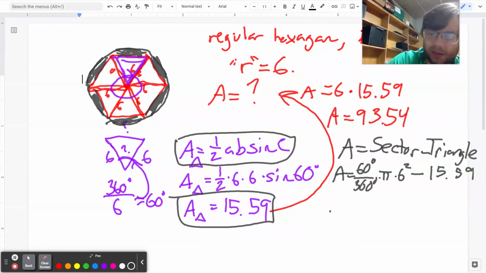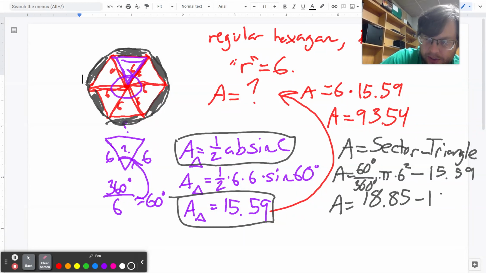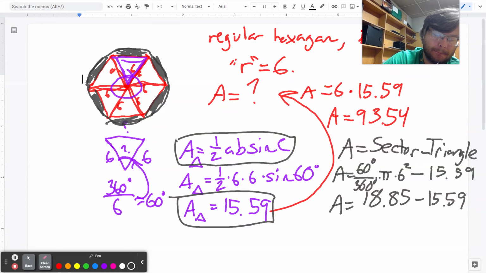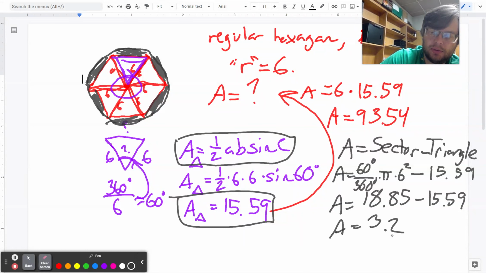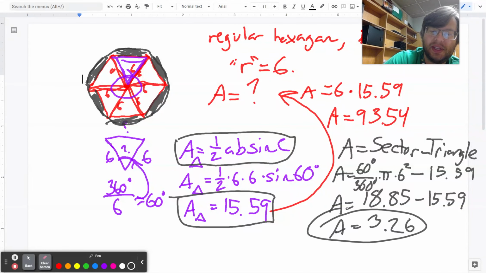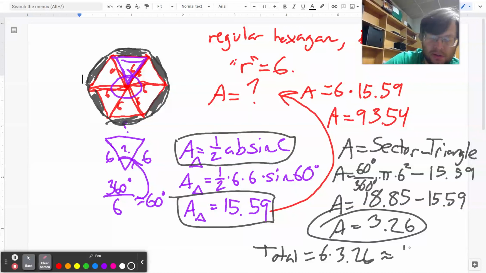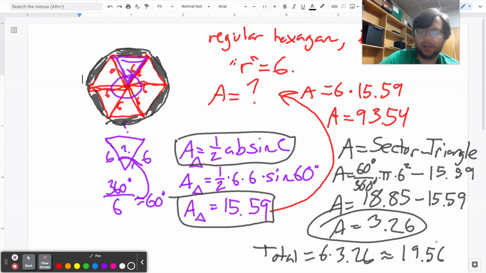That gives me 18.85. Subtract 15.59, and I get 3.26. But that's the area of one of those sections. So the total would be 6 times 3.26, which comes out to be about 19.56.